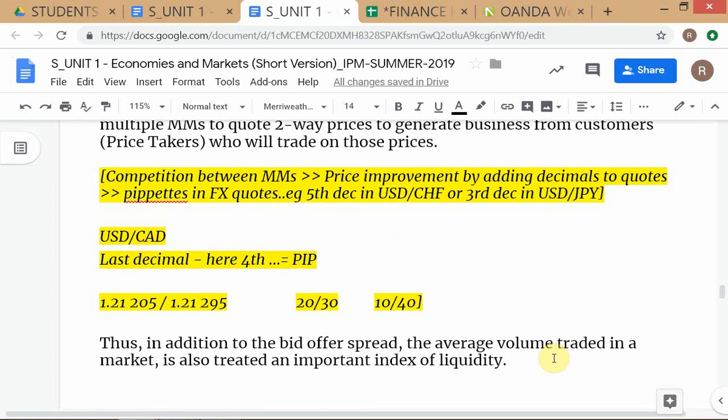Okay, read this part in yellow. I don't know if you can read it. I'm just going to reduce it and make it smaller.